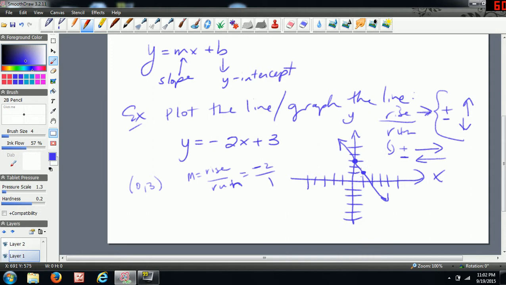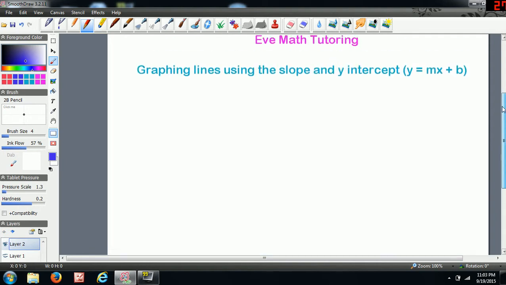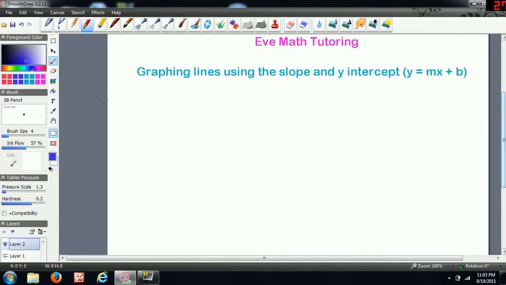Okay, so starting from one point to the other. Usually it's good to start off with the y-intercept first, and then once you do that, you can easily figure out where to go using the information given to you by your slope. Okay, so that is how to graph a line using the slope-intercept form. I'm going to do an example of an equation that's not given in this way and how we would convert that into the proper format and then graph it.